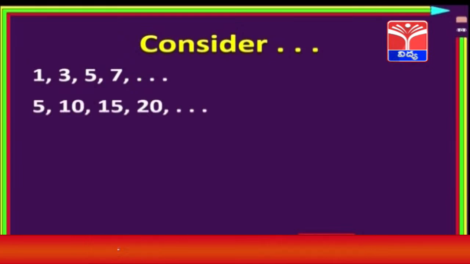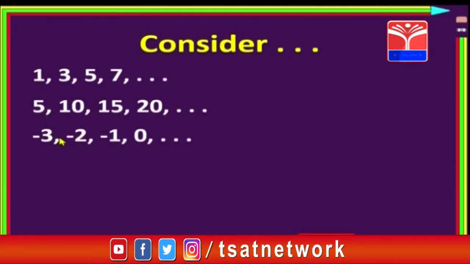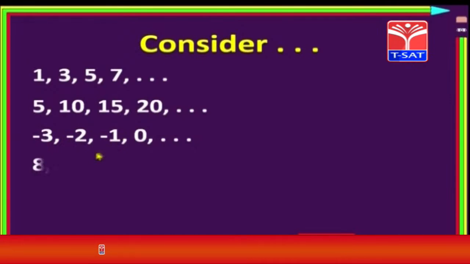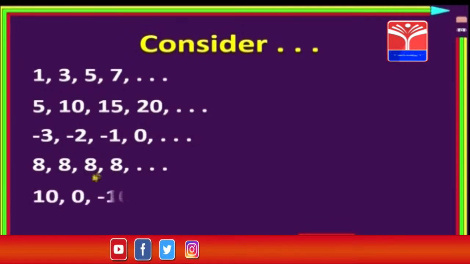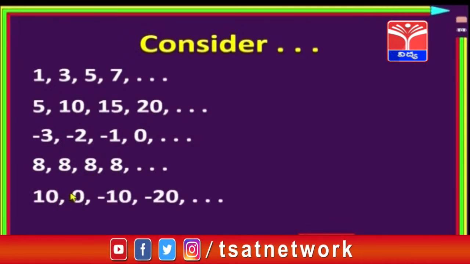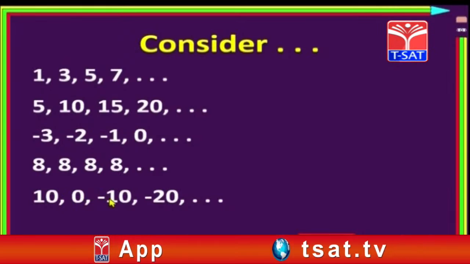Next, in this one, each term is increased by 5. In this one, if we add a fixed number 1, we get the next terms. In this sequence, what is the fixed number? Can you guess? Yes, the fixed number is 0. 8 plus 0 is 8. And in the last one, the fixed number is minus 10. 10 plus minus 10 is 0, 0 plus minus 10 is minus 10, and minus 10 plus minus 10 is minus 20, like that.